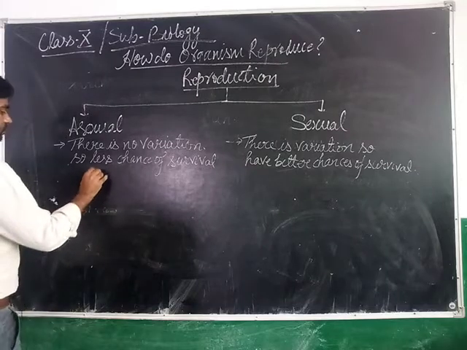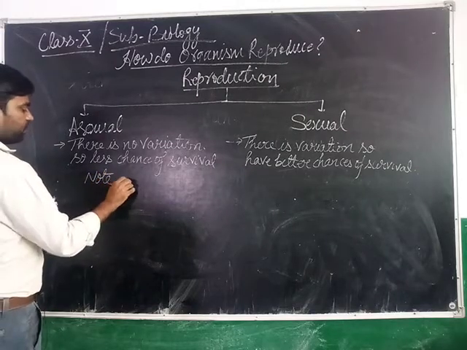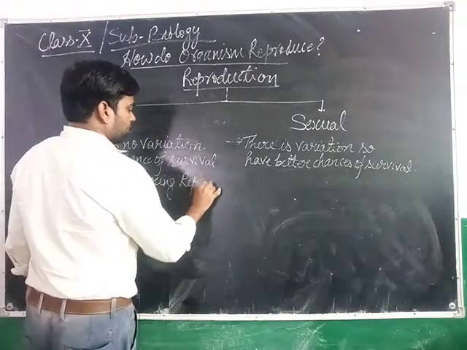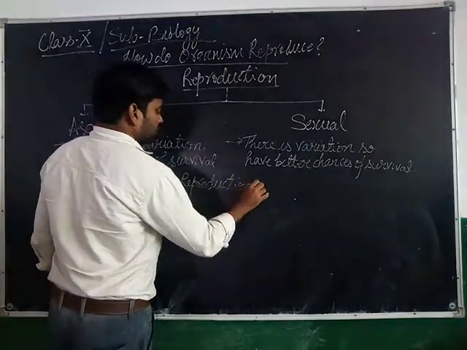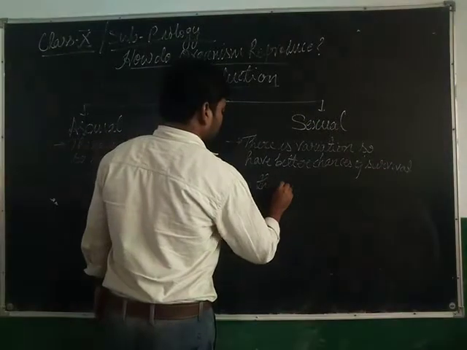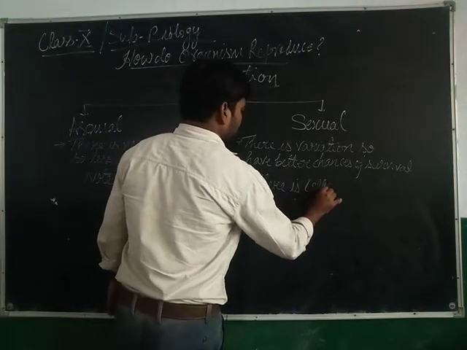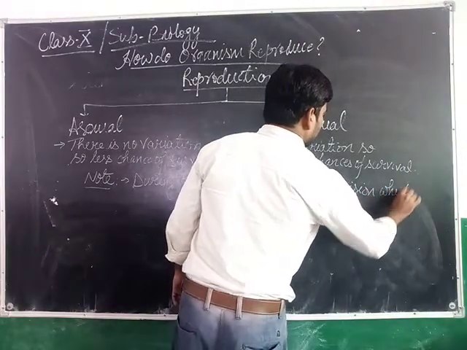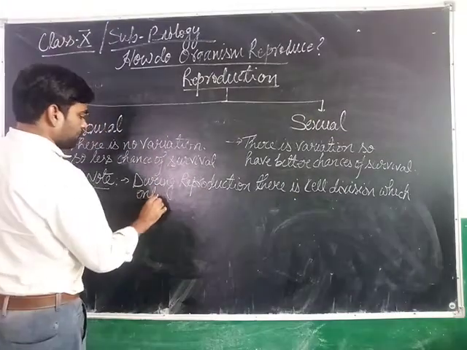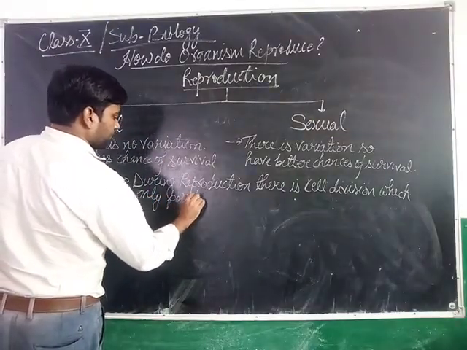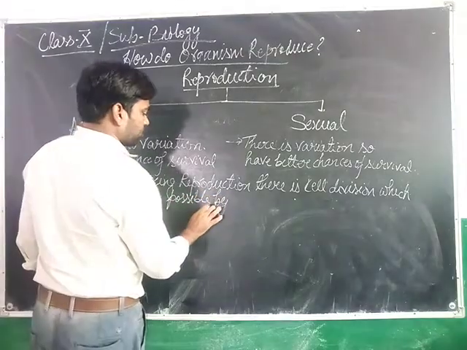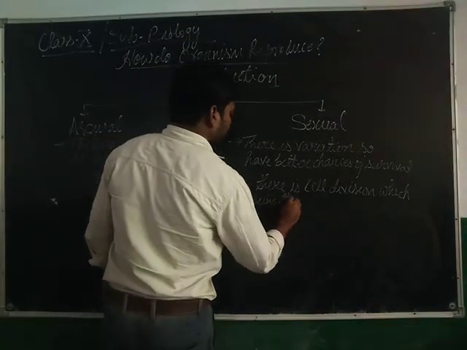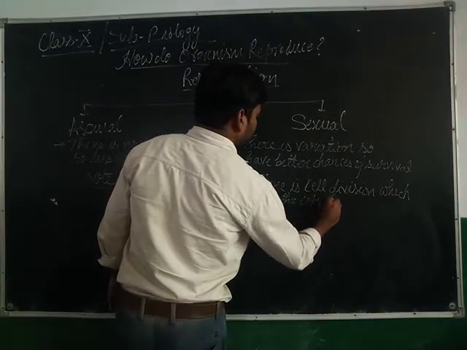Note it down, beta. During reproduction, there is cell division, which is only possible by forming the copy of DNA.